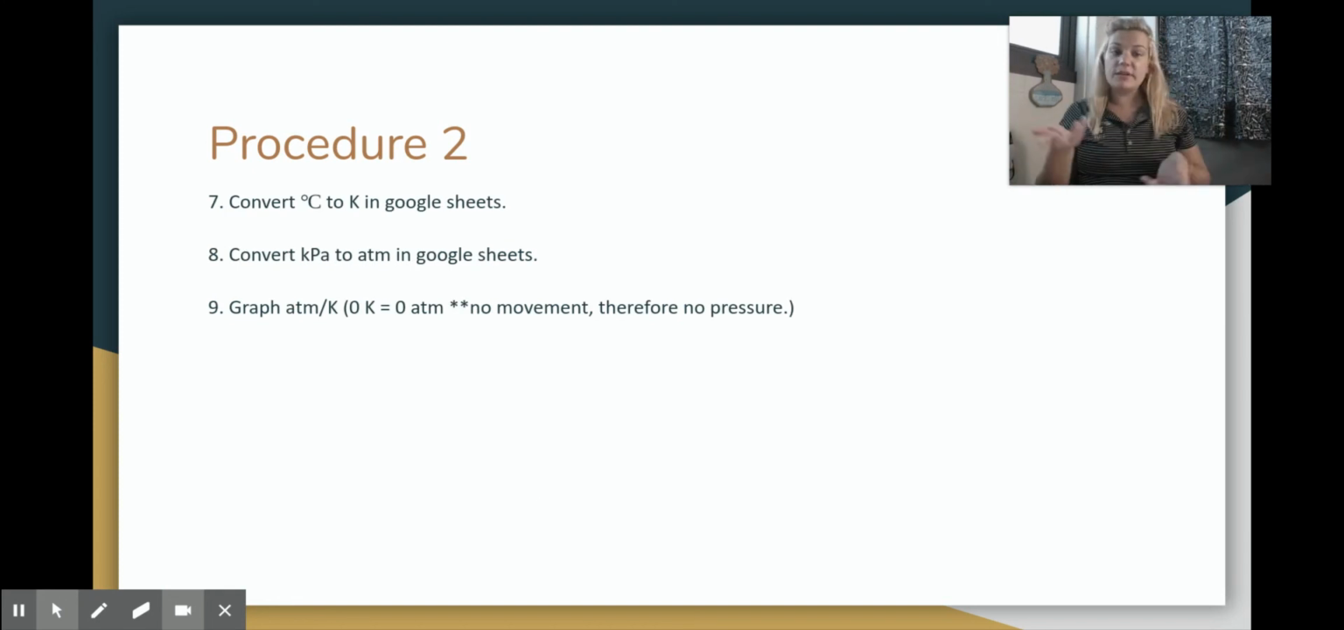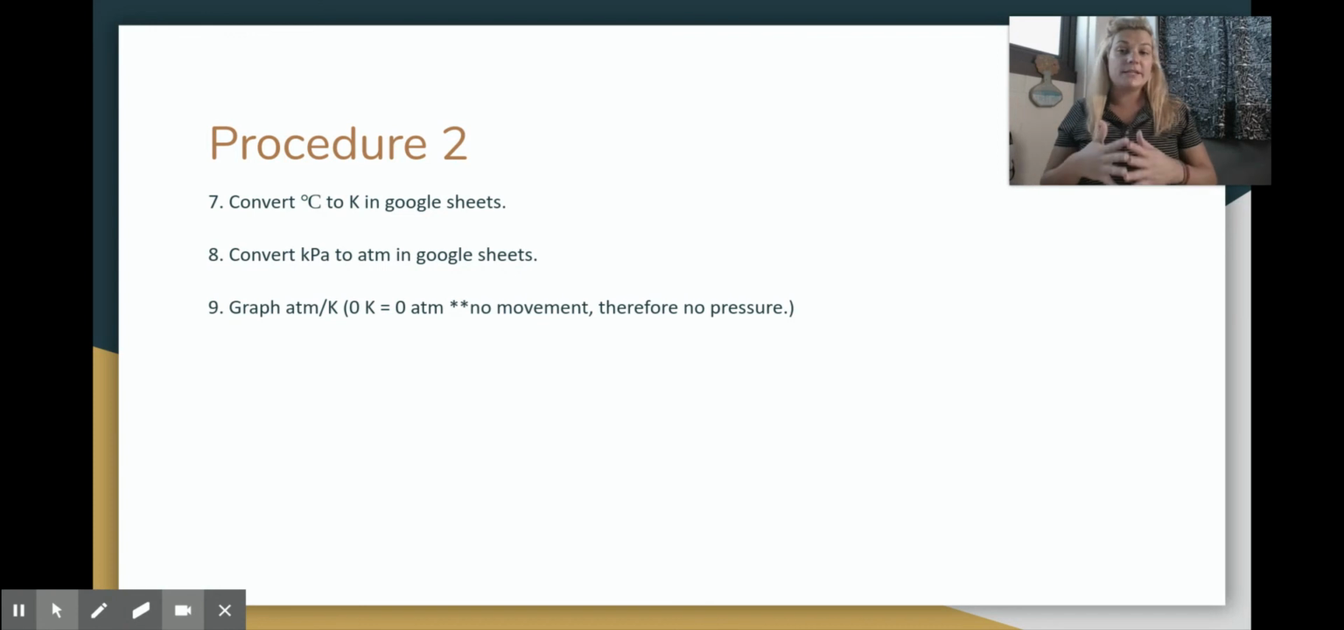And just like we did with the other one, we're going to have a data analysis that's going to look something like this. So we're going to convert degrees Celsius to Kelvin in Google Sheets. We're going to convert kilopascals to atmospheres in Google Sheets. And then we're going to graph atmospheres over Kelvin, okay? Now we're going to extrapolate the data, which means we're going to add a data point that we know by definition to our graph to make it look better, right? Make our linear line better.